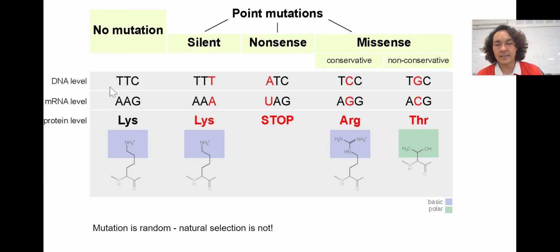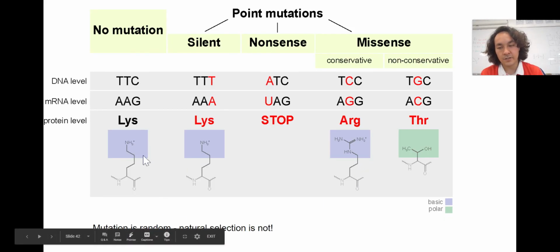A missense, it's just like it sounds, like a mistake. So here, the TTC becomes TCC. Instead of AAG, it becomes AGG, and this is going to code for arginine. Now, this is a conservative missense mutation because arginine is close in structure to lysine. It might work the same. You can see it's a little different, but they're both basic R groups.